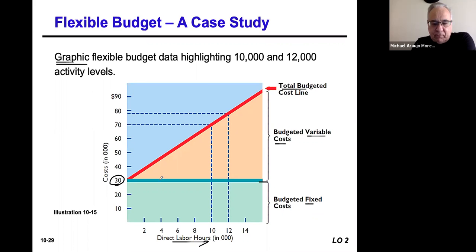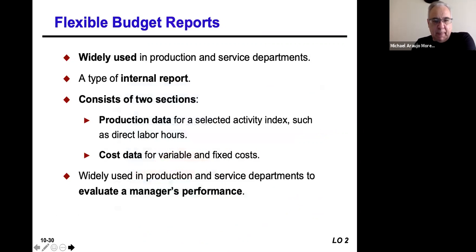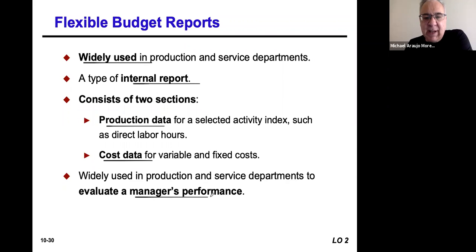Okay. Everything is based, in this case, on this graph, based on direct labor hours. Okay. So flexible budgets are widely used. They are an internal report. They're a way to look at production and costs. And also, these are used oftentimes to evaluate the managers who are in charge of these areas.